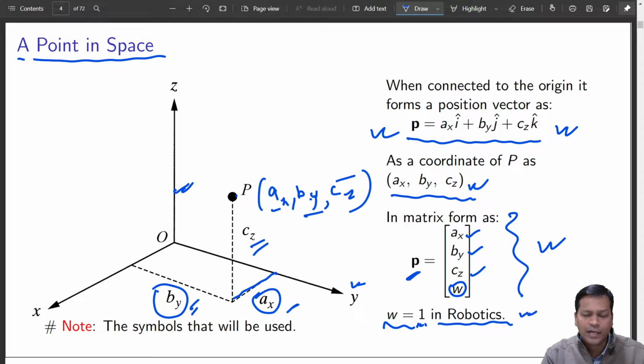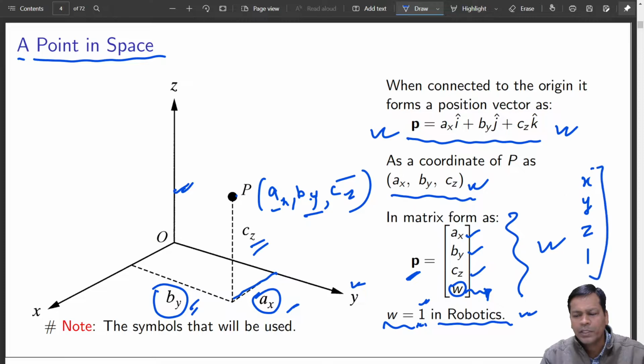In computer graphics, animation, simulation, or maybe multi-body dynamics at times, w may not be equal to 1. So it is normally the coordinate along x, the coordinate along y, the coordinate along z, and 1. This becomes your point. We will represent it with bold small letters, not capital letters. This is how we will represent any point in space.